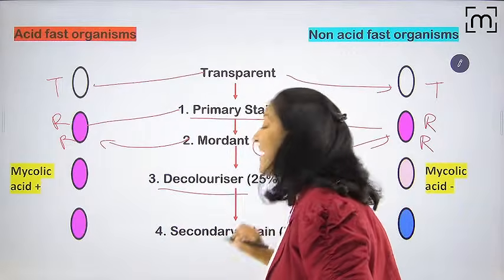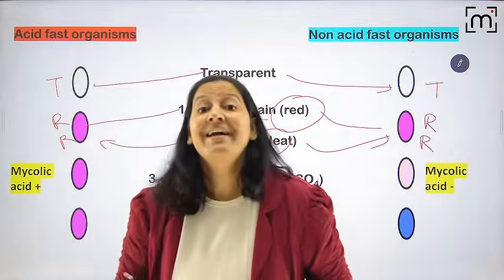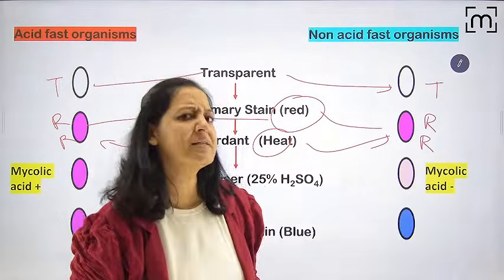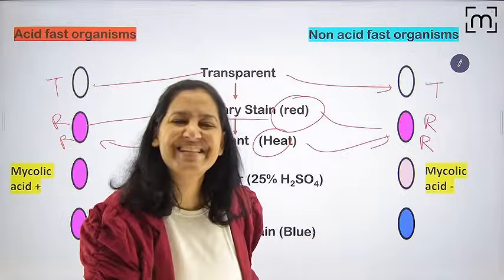Now step number 3, decolorizer. What is the decolorizer here? Here the decolorizer is acid and that's why it is known as acid-fast stain. The decolorizer here is acid.